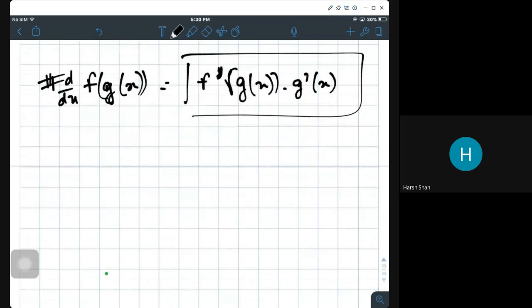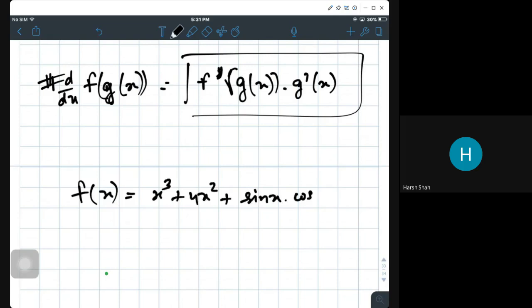Now, if you have this, I have f of x. Sorry. f of x is equal to x cubed plus 4x squared, sin x cos x, plus sine of x cubed. Differentiate this function.